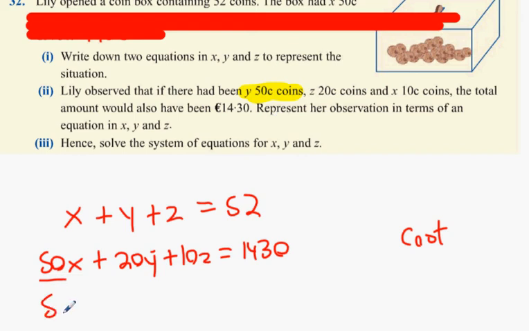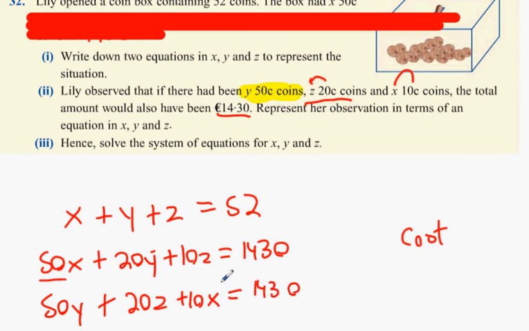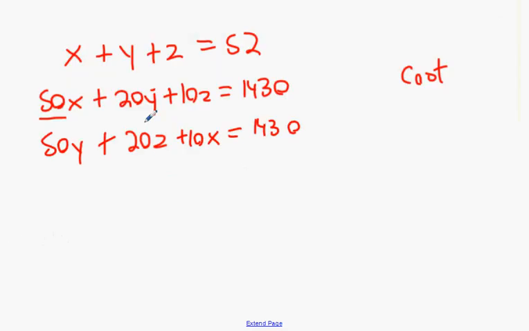50 multiplied by Y, 50 multiplied by the amount of 50 cent coins you actually have, plus 20 times Z for the 20 cent coins, and X 10 cent coins, plus 10x equals what? Or 1430. Now, I have a problem. What's my problem here? When you look down at the X channel, what's going on?